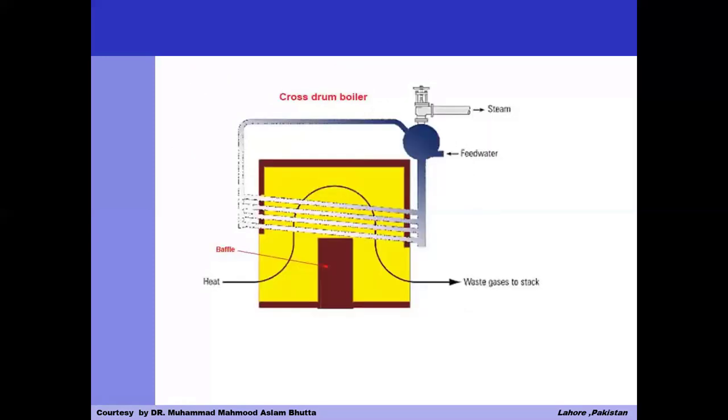So this is the steam drum. It is placed in the crossway to the heat source. So that's why it is called the cross drum boiler. Here the downcomer is fitted on the bottom of the drum, and the riser is fitted on the top of the drum via a horizontal tube. This is the horizontal tube.